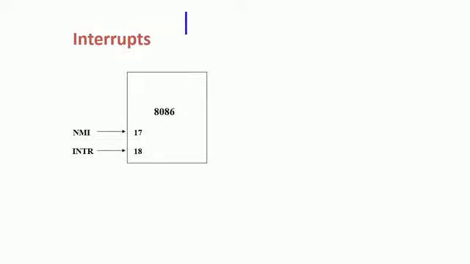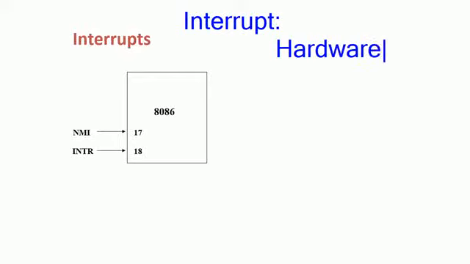Let us just note it down. Interrupt means a request coming from the internal or external resources. There are two types of interrupts, depending on the resource. One is a hardware interrupt, and another one is a software interrupt.